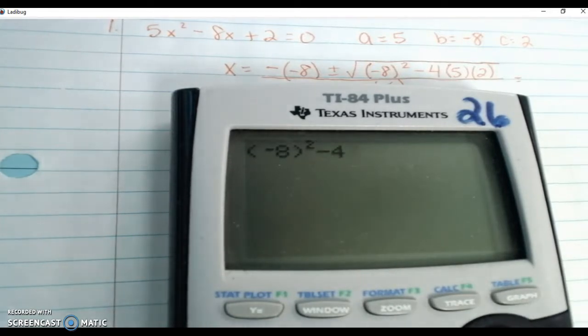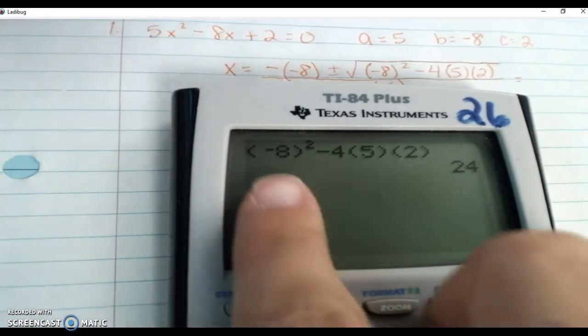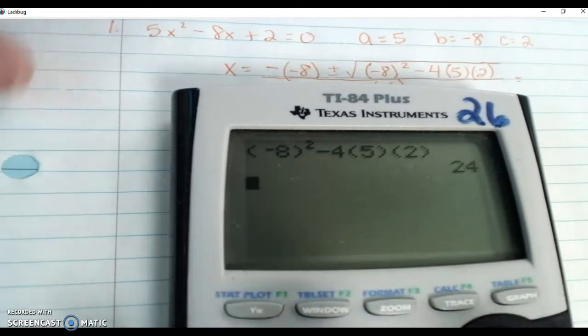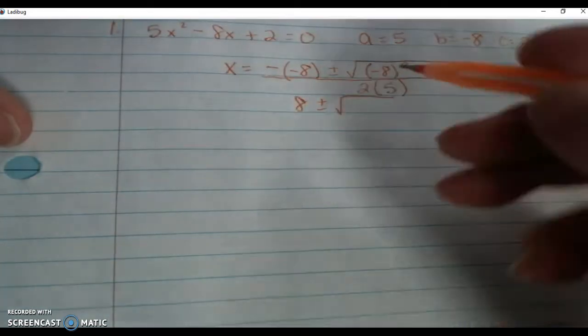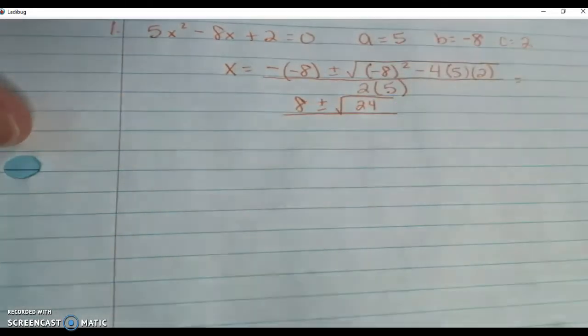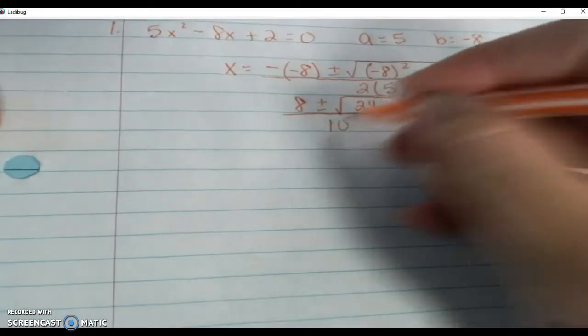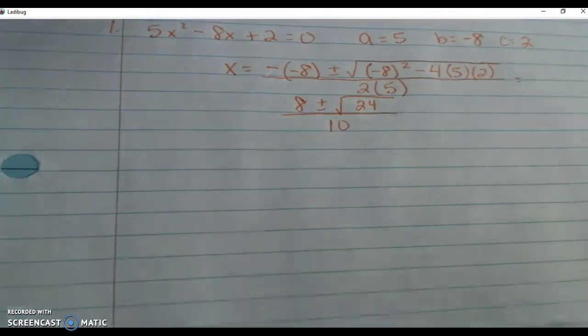So negative 8 squared minus 4 times 5 times 2, and we get 24. Alright, so again, if it's a negative b, you want to put that in parentheses. All divided by 2 times 5. Good. Questions?